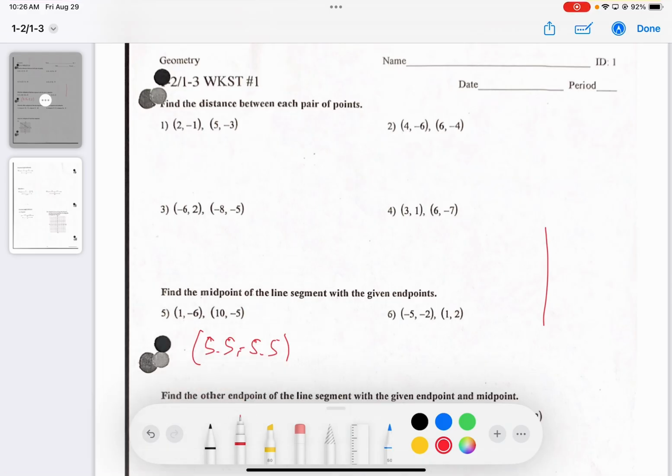What did you guys get for number 6? Negative 2 and 0. Did anybody else get negative 2 and 0? Yeah, super. Sounds good to me.